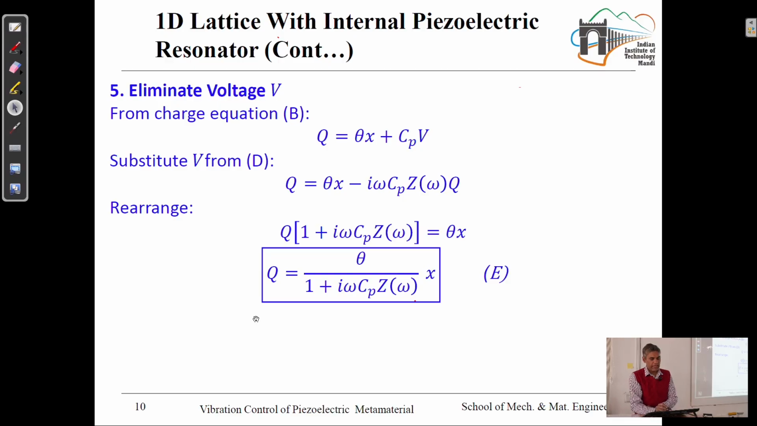Q means charge. So, we determined the charge in terms of theta. Actually, this theta is the coupling matrix. This theta includes the d matrix or e matrix, the piezoelectric coefficient matrix, right? And of course, there are some other quantities as well. Since it includes the piezoelectric coupling matrix, we can call it the coupling matrix. So, we have this equation E.